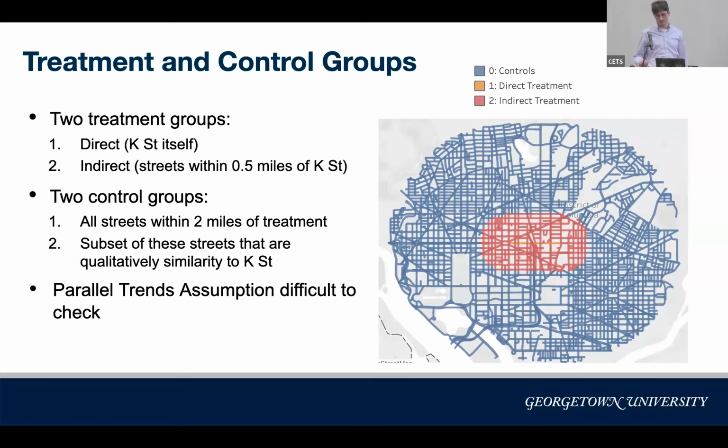Okay, then quickly about the groups. There are 2 treatment groups. In orange, in the very middle, kind of hard to see, is the case street itself, and then the indirect treatment in red is a half-mile buffer to capture spillover effects, and then the controls are everything in blue within 2 miles of the project. I'll skip over this, but there are 2 control groups. One is all the roads, and another is a subset that I selected.